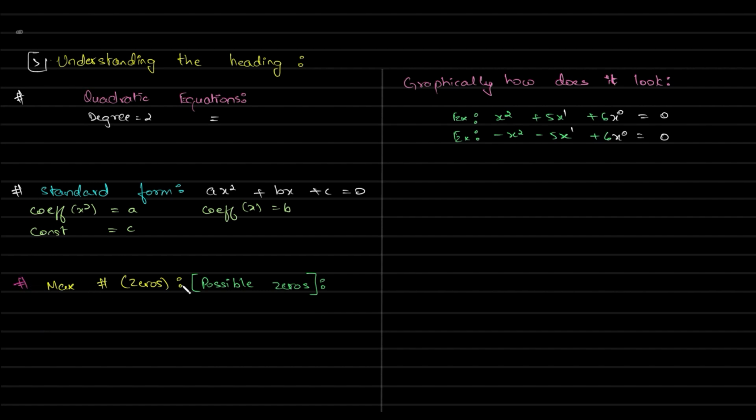The maximum number of zeros, possible zeros. The maximum number of zeros depends on the degree, and in this case, the degree happened to be 2. So the maximum number of zeros will be 2.